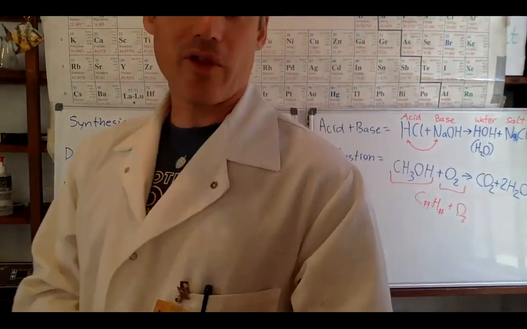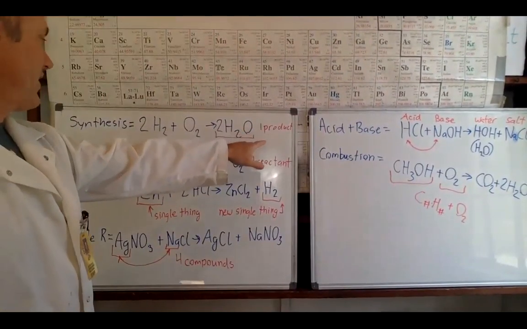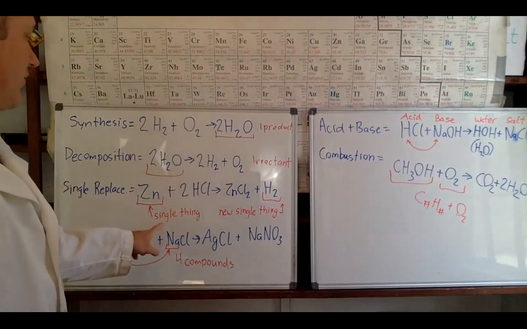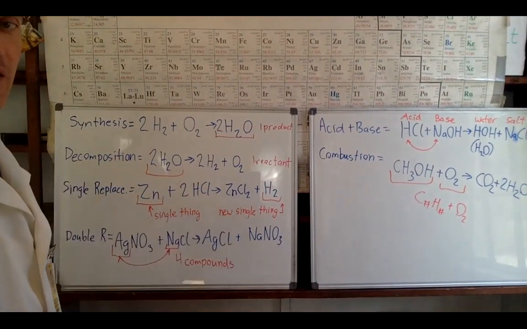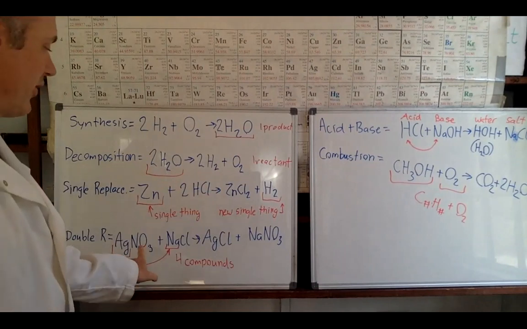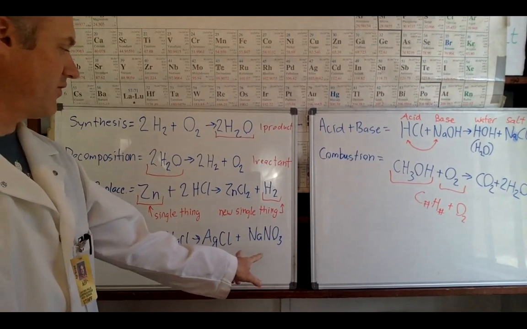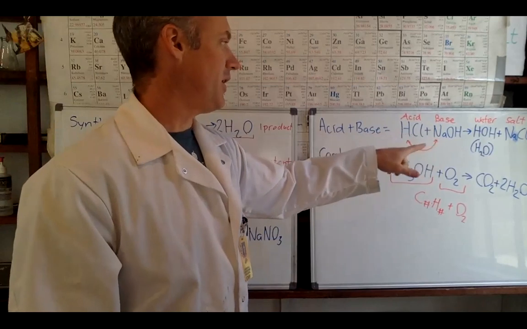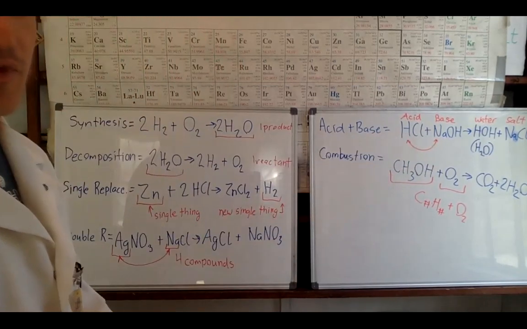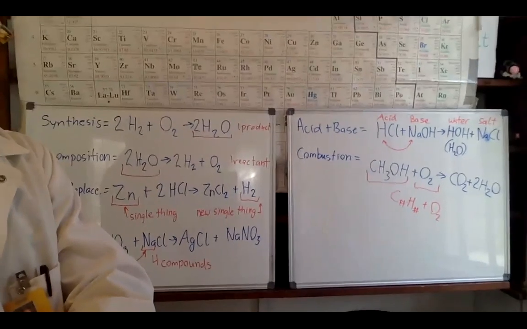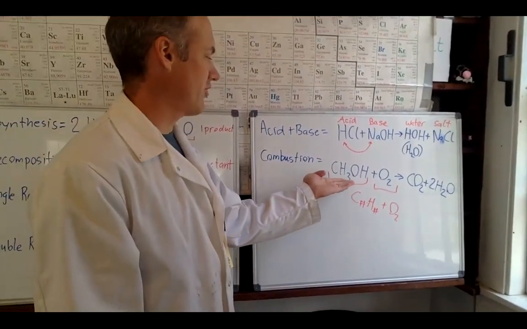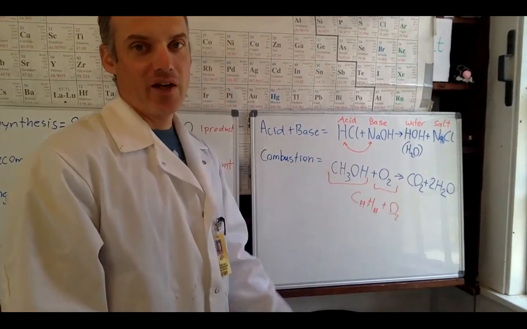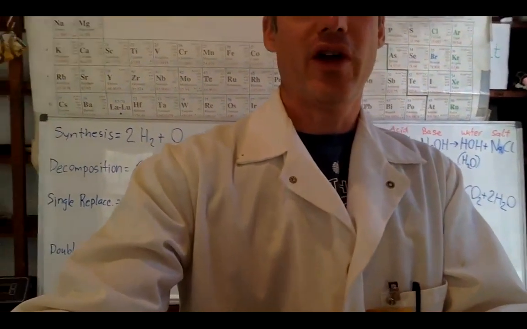So for the homework, the big key parts are: one product is synthesis, one reactant is decomposition, a single thing to a new single thing is single replacement. 4 compounds, 1, 2, 3, 4, is a double replacement. But if it starts with an acid and a base, then it's a special type of double replacement known as an acid-base reaction. And then combustion reactions start with a CH and an O2, and the products vary a little bit if you have a different amount of oxygen.